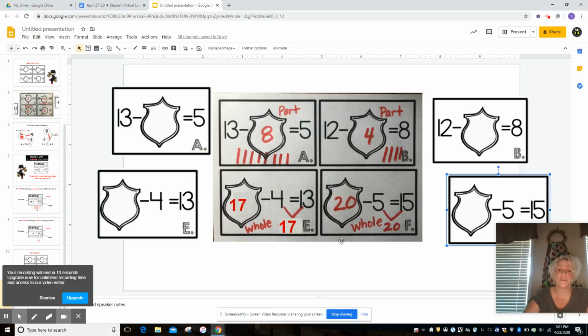I want you to go to Seesaw today again, and you're going to practice solving for missing parts in subtraction problems. Remember, if you don't have the whole, add your parts. If you have the whole and one part, count up.